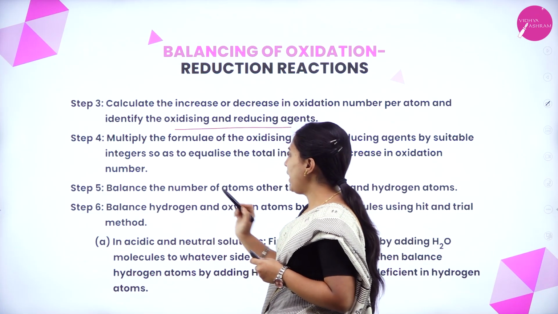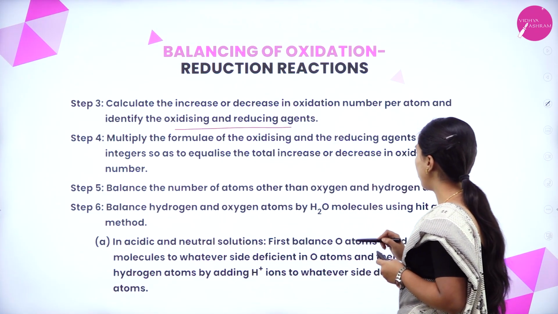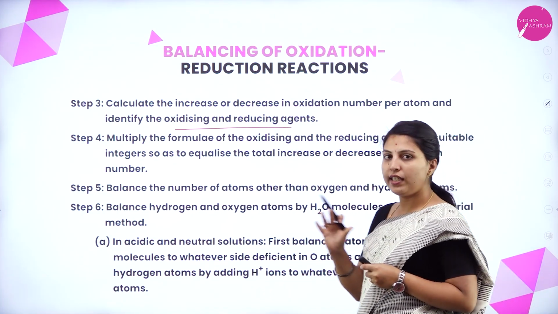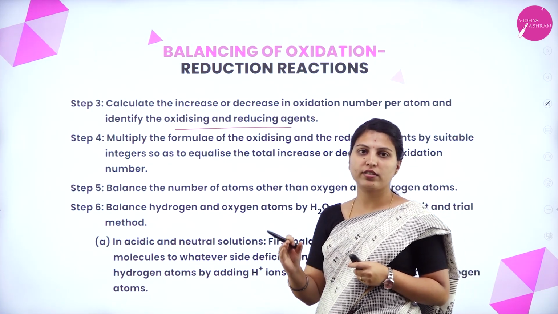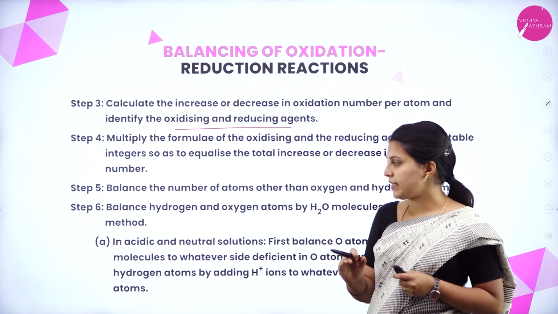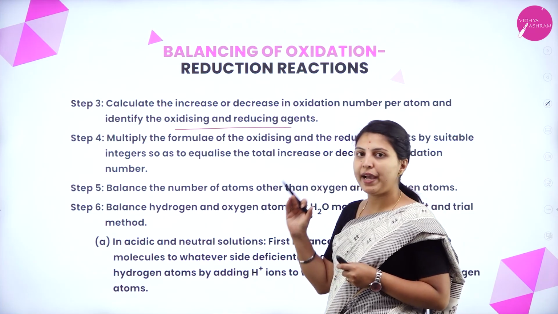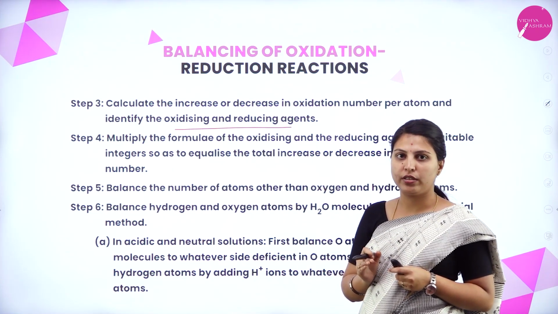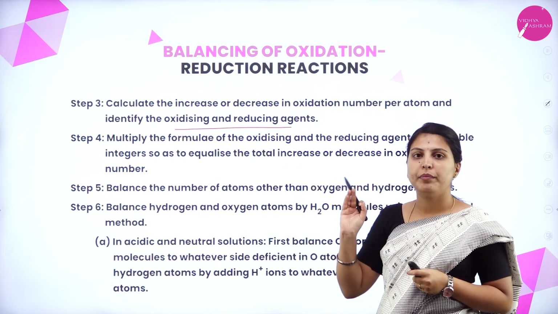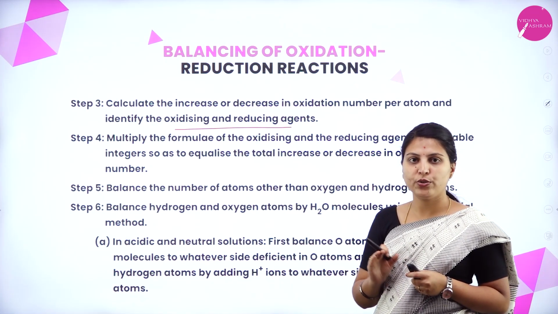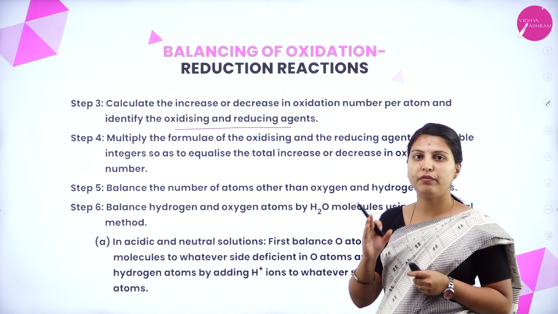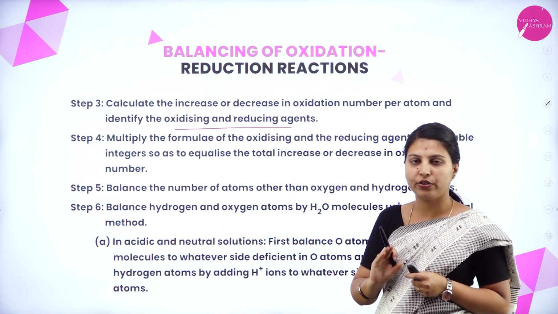In step 5, balance the number of atoms other than oxygen and hydrogen atoms. In the reaction, usually hydrogen and oxygen will be present. If they are present, you have to first balance the elements other than oxygen and hydrogen. First you should not balance oxygen and hydrogen; you have to leave those two elements and balance the others.